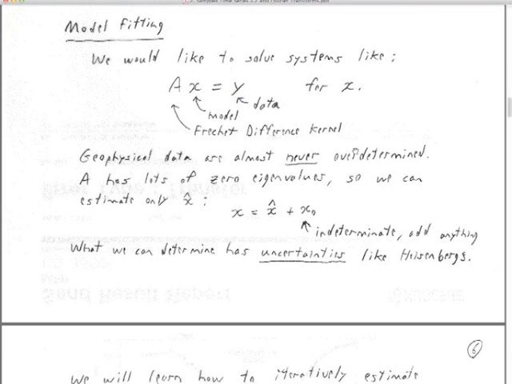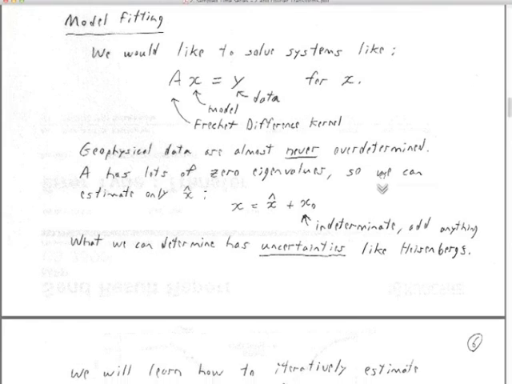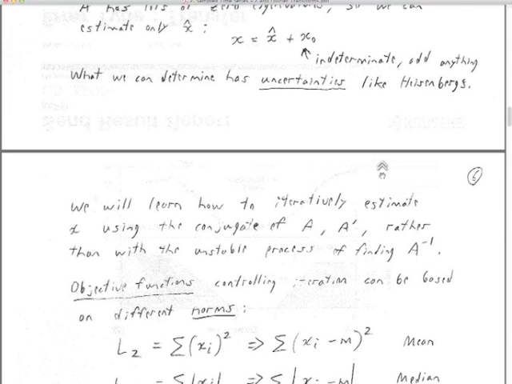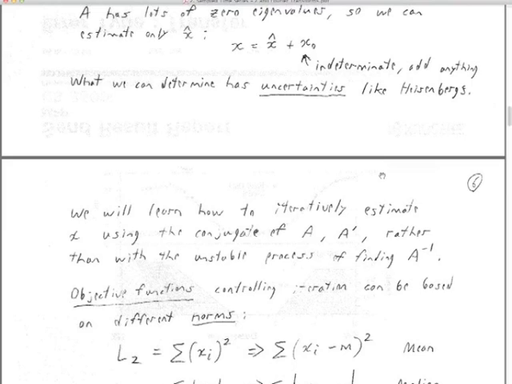So we have these problems where we might have terabytes of data, but we still don't have a problem that's well determined. So we end up estimating part of it with x hat, and then still having this x naught, which we can't determine. Now, how do we work on that?